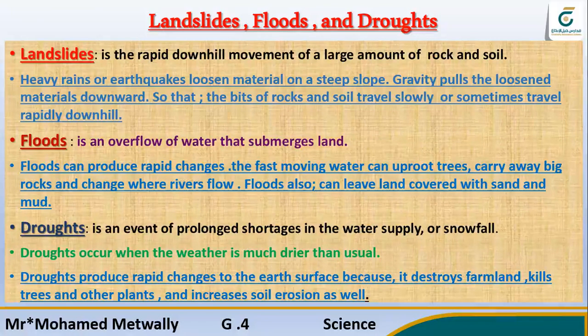Droughts produce rapid changes to the Earth's surface as well. Why? Because they destroy farmland, kill trees and other plants, and increase soil erosion as well.